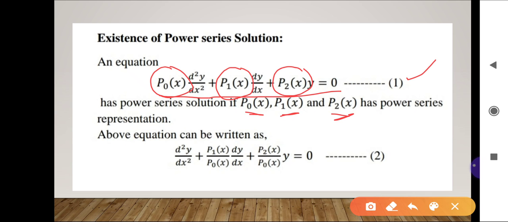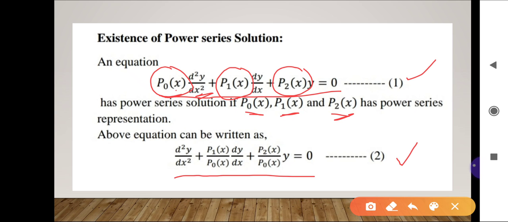Now, this equation number 1 can be rewritten. That means we can make the coefficient of d square y by dx square as 1 by dividing the whole equation by p0 of x. So we will get d square y by dx square plus p1 of x upon p0 of x dy by dx plus p2 of x upon p0 of x into y equals to 0. After rewriting equation number 1, you will get equation number 2.